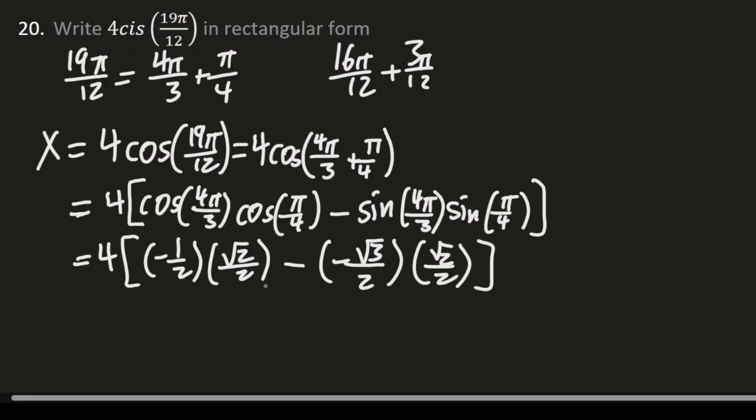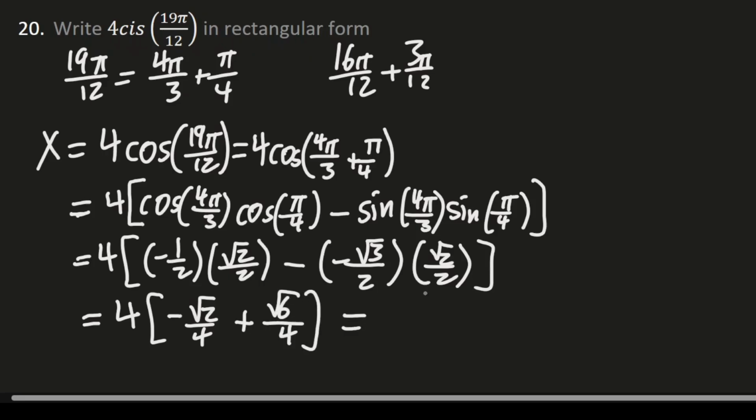And so this equals 4 times, this just becomes negative square root of 2 over 4. This becomes positive square root of 6 over 4. And so we get 4 times square root of 6 minus square root of 2 over 4. And the 4's cancel out, leaving us with just square root of 6 minus square root of 2.